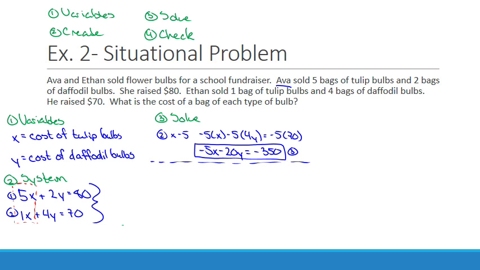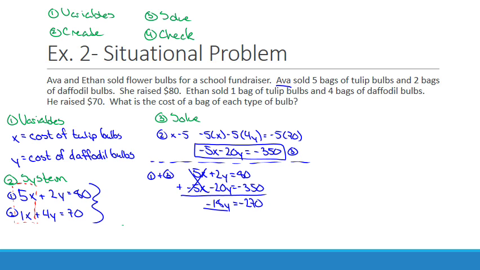So now I can eliminate. I'm going to add 1 plus 3. So 1 is 5x plus 2y equaling 80. Equation 3 I just wrote down, so I'll write it down again here quickly. So my x's will cancel because they're opposites. 5 minus 5 is 0. This will be -18y, and that's going to be -270.